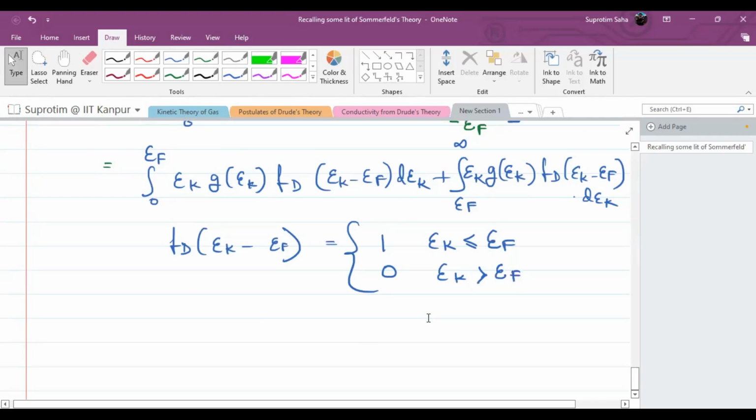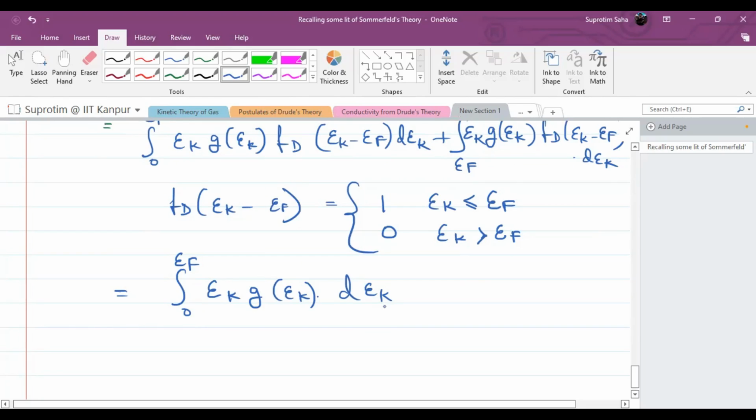Now, if you just put this into this above term, what you get is the integral from 0 to Ef of g of Ek times d of Ek, because in the interval of Ef to infinity, Fd is 0, and in the interval 0 to Ef, this is 1. So this is easy to calculate.